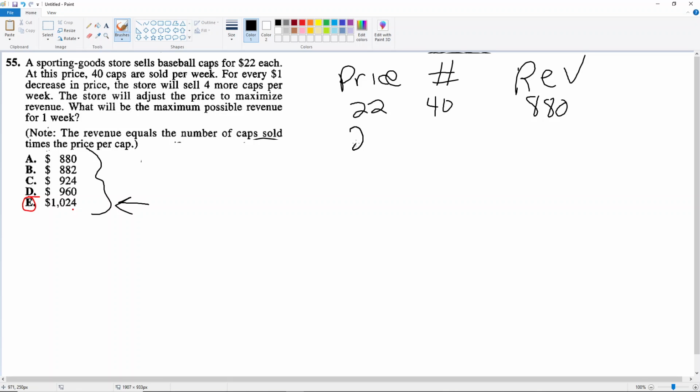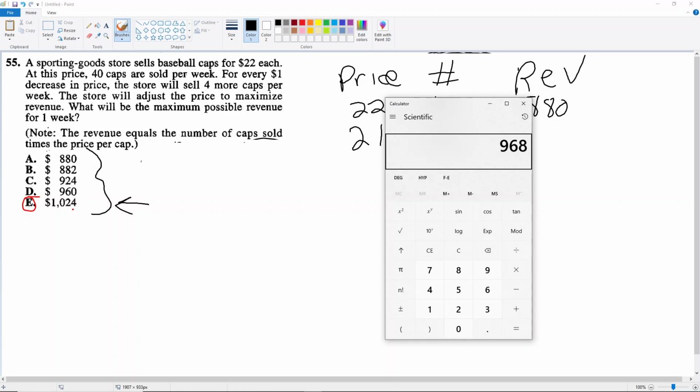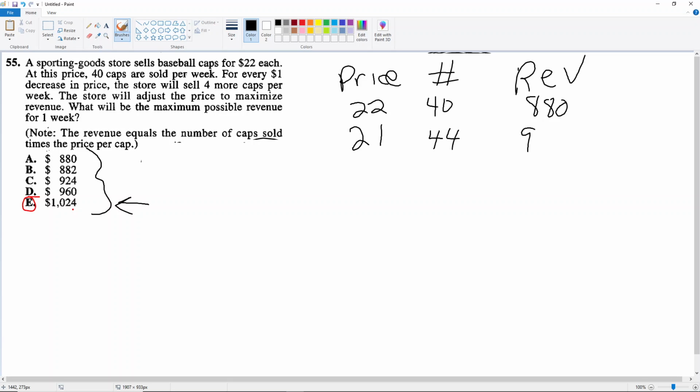Right now, if we sell it for $21, we've got 44 caps. And now we can use our handy calculator if I have it open. 21 times 44 is $924. That's an answer choice, but we don't know if it's the biggest revenue at this point. Again, we have to imagine we didn't do it the math way, so we do not know at this point the answer is E. But again, if we reach E, 1,024, we know that we could stop at that point.